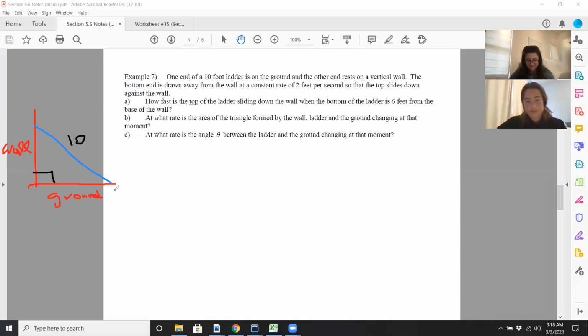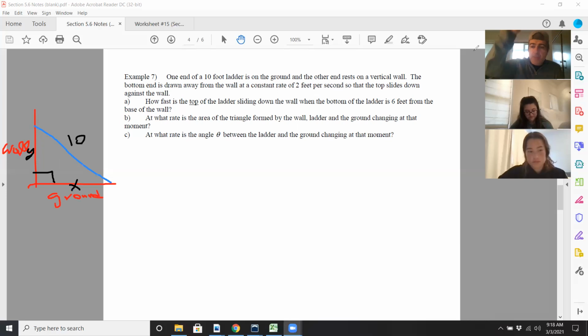So you want to be able to visualize this. Now, I'm going to call the ground X. I'm going to call the wall Y. Y is going to be the distance that the top of the ladder is from the ground. And X is going to be the horizontal distance the foot of the ladder is from the base of the wall.